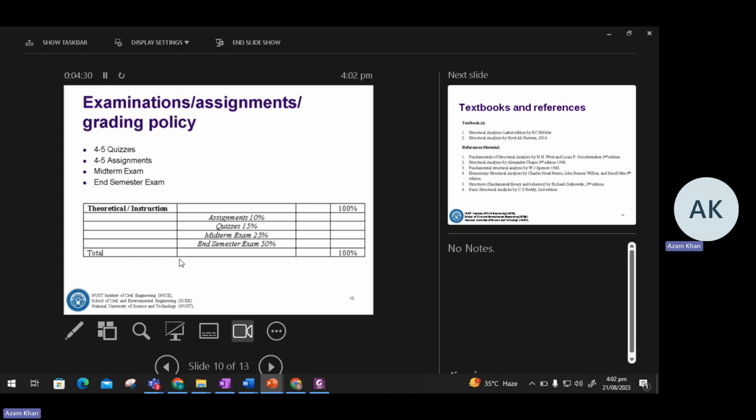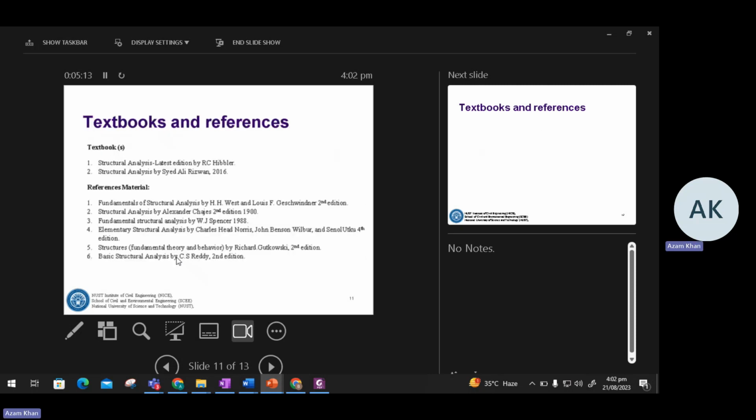In this course, we will have quizzes and assignments beside midterm exam and end semester exam. I'll try to take 4 to 5 quizzes, then 4 to 5 assignments. The weightage of the assignments, quizzes, midterm exam, and end semester exam is given. Assignments will carry 10% weightage, quizzes 15%, midterm exam 25%, and 50% of the marks will be devoted to end semester exam. The textbooks and references are shown on the screen.